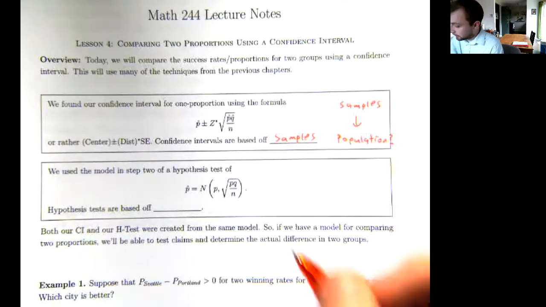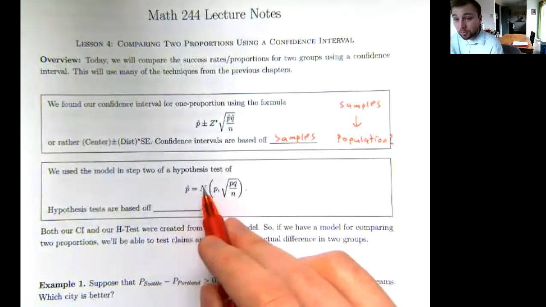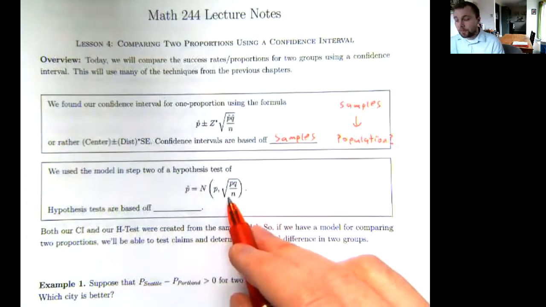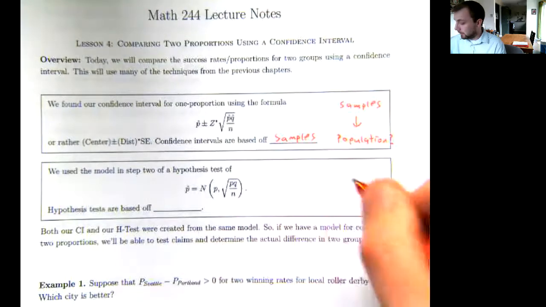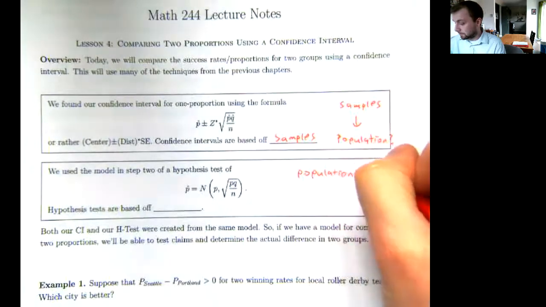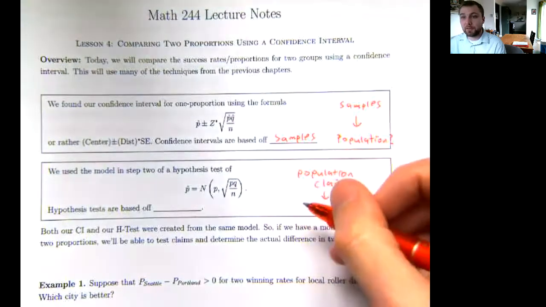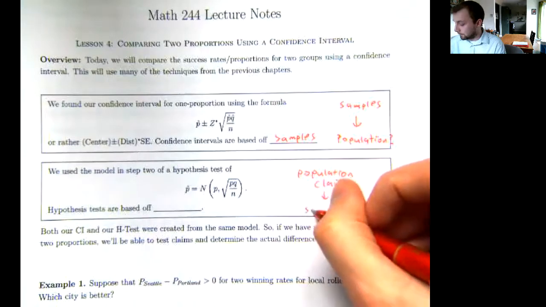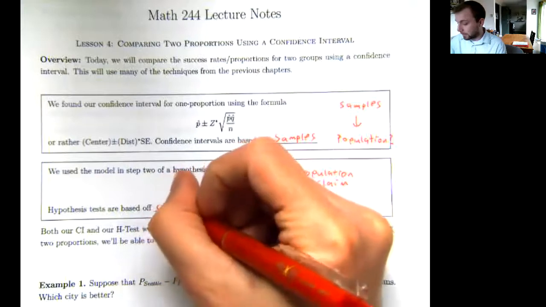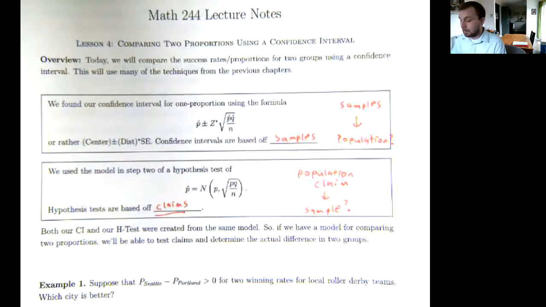Hypothesis test, on the other hand, here I have that I'm looking at percentages, normally distributed, center of p, standard deviation square root pq over n. These are based off of population claims, and they tell me what should happen for the likelihood of my sample data. So hypothesis tests are based off of claims.